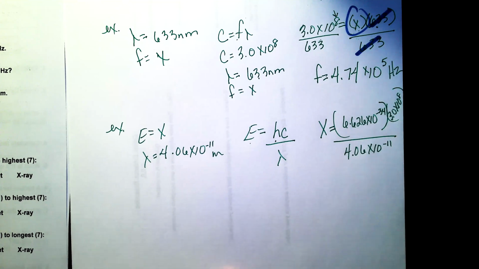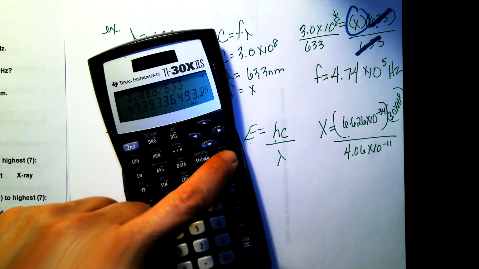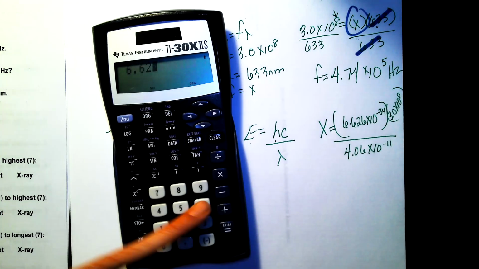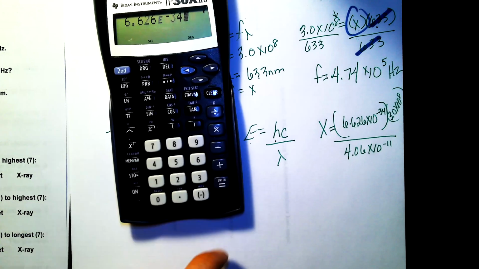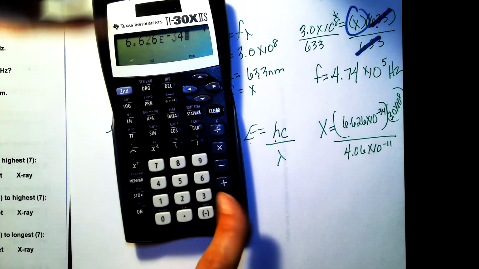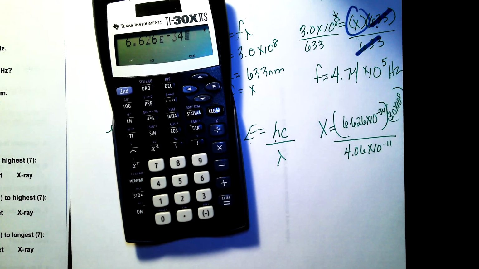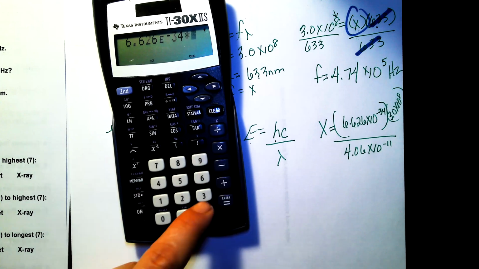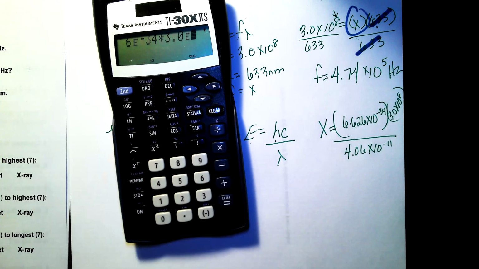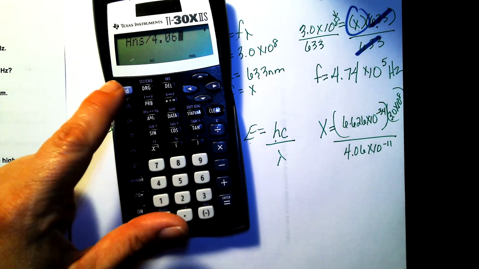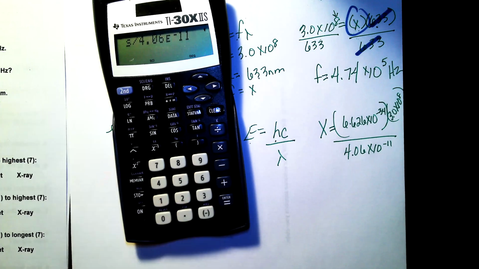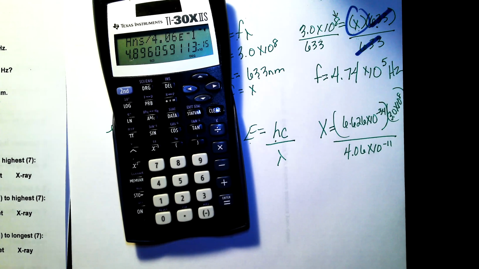Starting with the top, we're going to put our top numbers in the calculator here. So we're going to do 6.626, second E, negative 34. Remember, when you're doing negative, you need to use the negative button down here. If you use a subtraction, it'll give you a syntax error. All right, times 3.0 second E8. I'm going to hit enter. That's not my answer. We still have to divide that by the bottom number. So divide 4.06 second E negative 11. And there we go. There we have our answer.